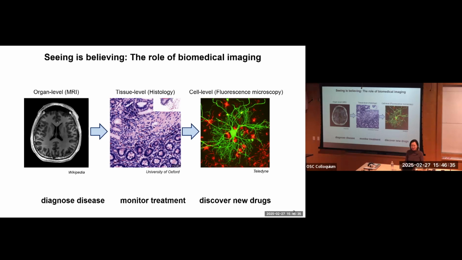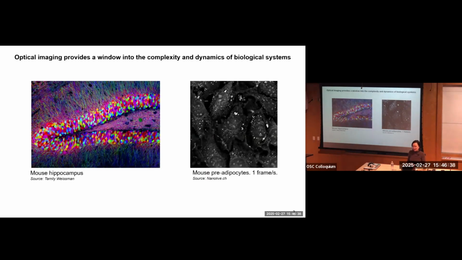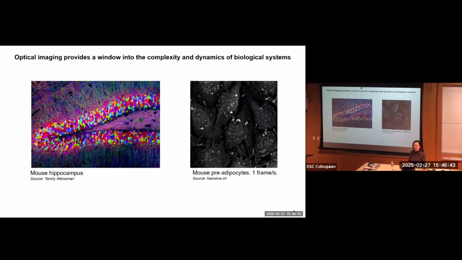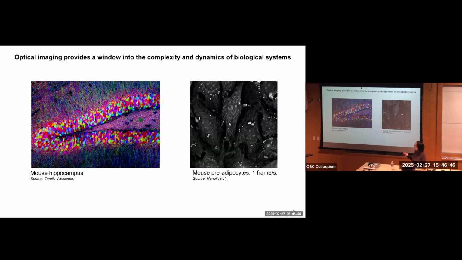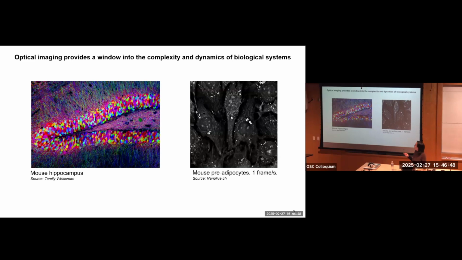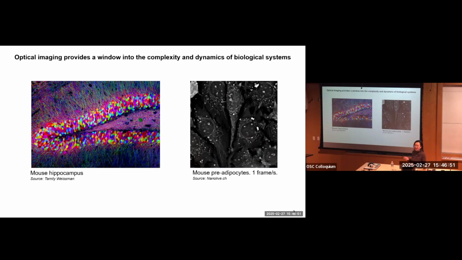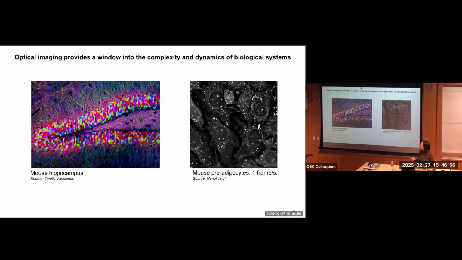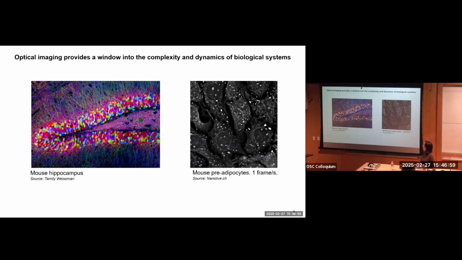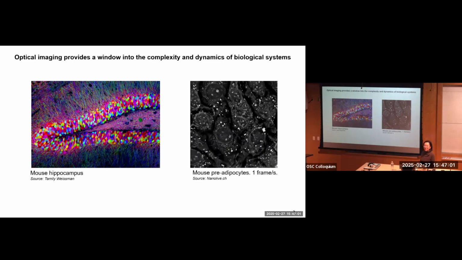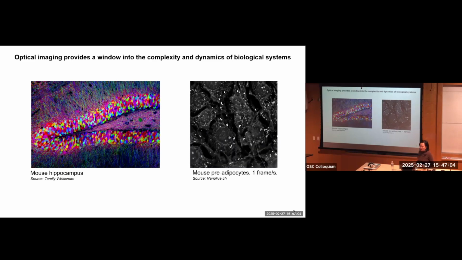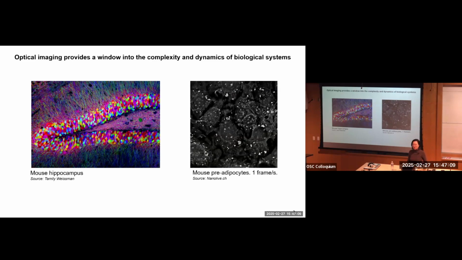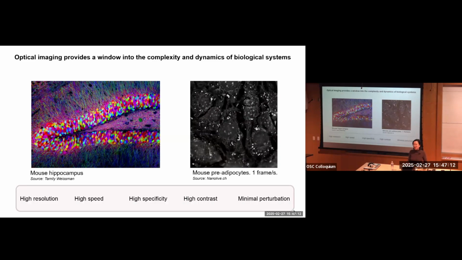Today, we are going to focus on one important and very powerful tool in the biomedical imaging field, that is optical imaging. As I have mentioned before, biological systems are highly complex. Here's an example of different neuronal cells visualized by fluorescence imaging in a mouse brain. As you can see, it's highly complex and highly organized. On top of complexity, the biological system is also highly dynamic. Here's an example of mouse pre-adipocytes filmed at 1 frame per second using a phase microscope. Therefore, to visualize highly complex and highly dynamic biological systems, it requires a biomedical imaging modality to have these properties.